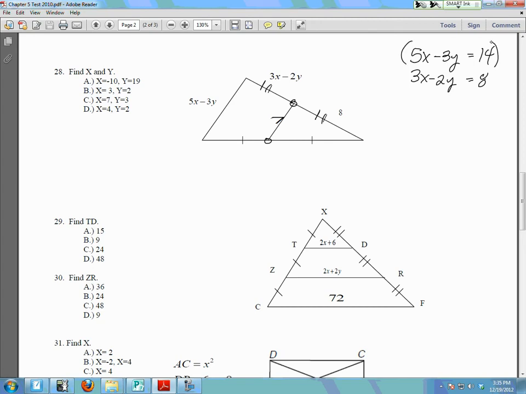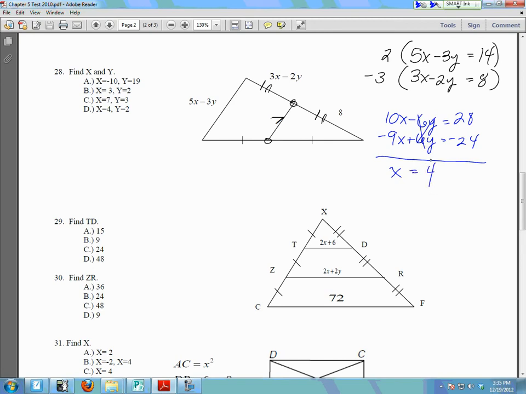So I'll multiply this top equation by a 2. I'll multiply this bottom one by a 3. Now that'll make them both be negative 6. I want one of them to be positive 6 and one of them to be negative 6, so I'll change that one to a negative 3. I could have made this one negative 2 if I wanted to, and kept that one to be positive 3. When I multiply this all out, I get 10x minus 6y is equal to 28. I'll get negative 9x plus 6y is equal to negative 24. When I add straight down, I'm going to get x here, my y's go away, and I'm left with 4.